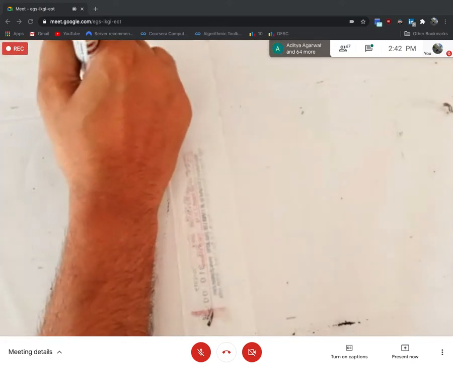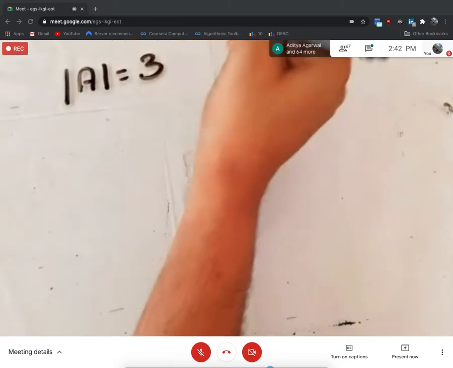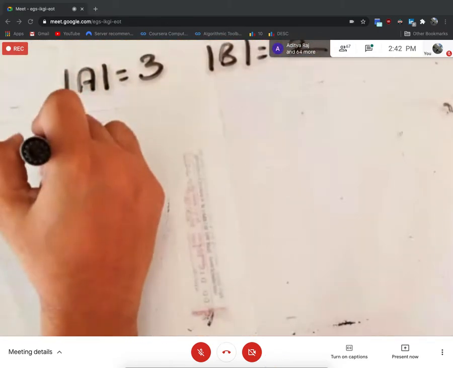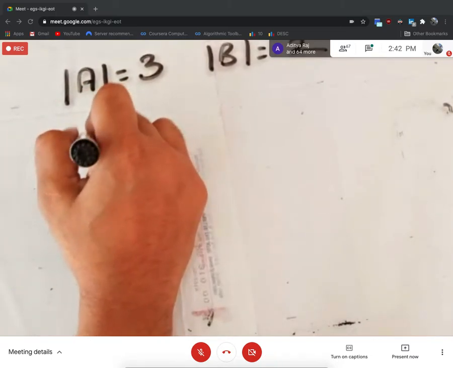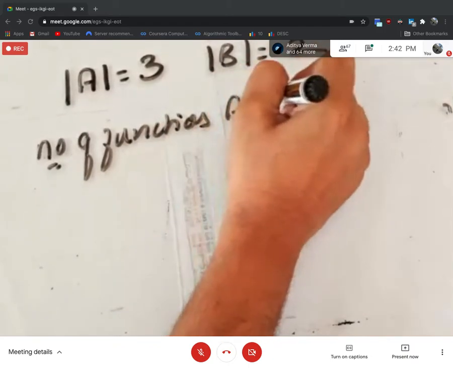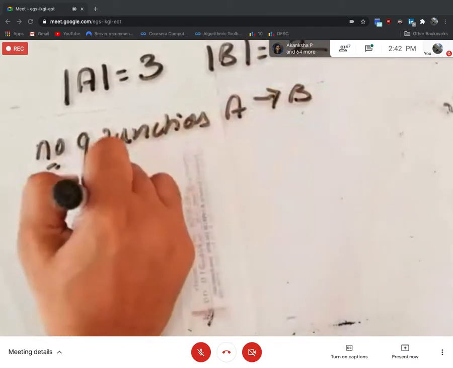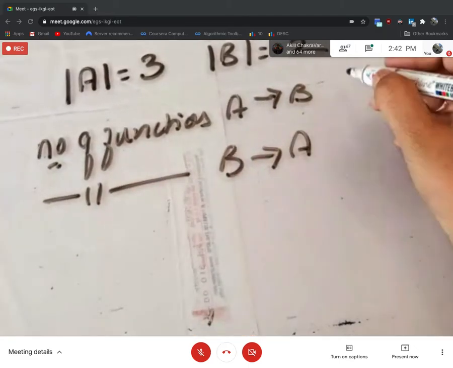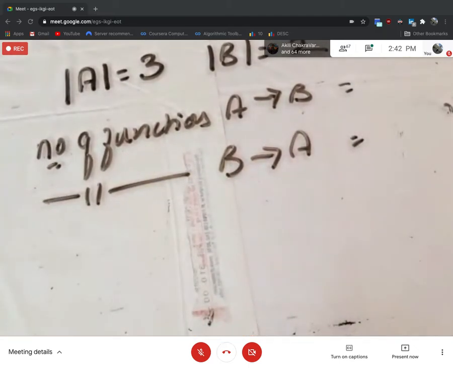Say, for example, the number of elements in the set A is equal to 3 and the number of elements in the set B is equal to, assume, 2. Now just answer me, what is the total number of functions from A to B, and what is the total number of functions from B to A? So quickly answer it, students. Give me the answer.